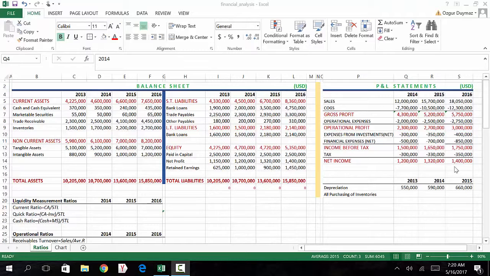Hello friends, today we will talk about financial analysis of financial statements by practicing. I gave you a balance sheet and P&L statements from 2013 to 2016. We will analyze years 2014, 15 and 16 together. With an overview, sales increased significantly, but I can't say the same thing for net profit.